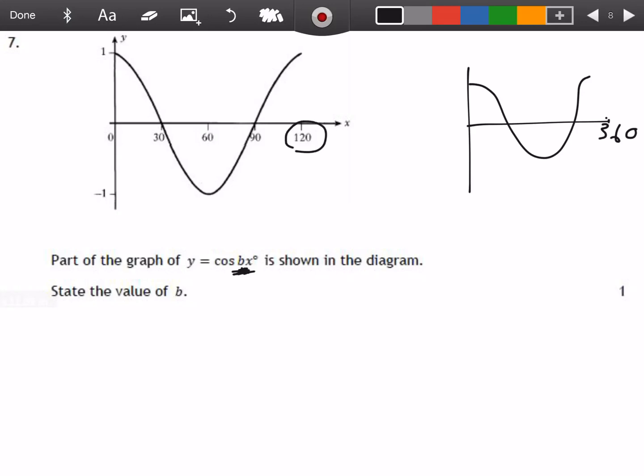So this cos graph ends at 120. Cos graph ends at 120. How many would there be in 360? Sorry about the interruption, they've totally put me off.